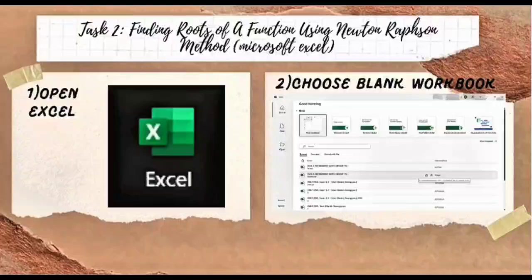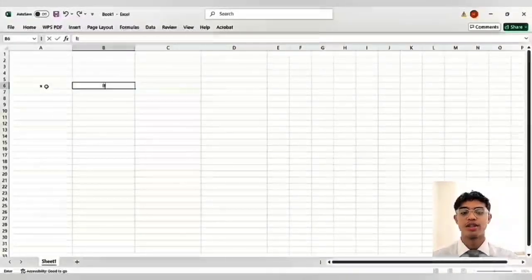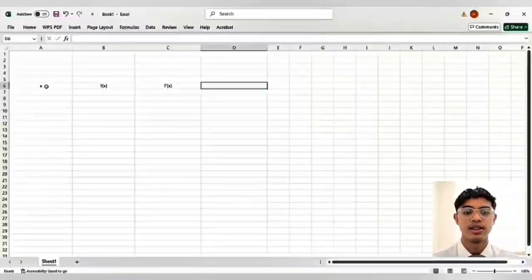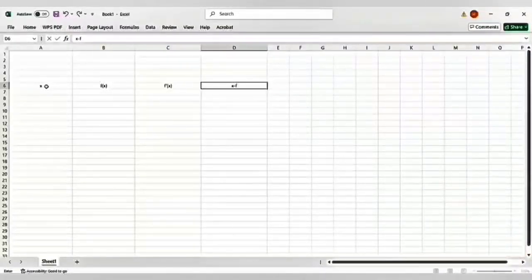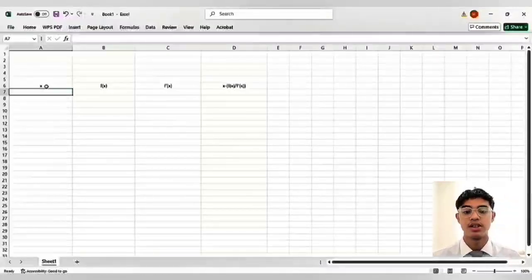Okay, now we are going to find the root using Newton-Raphson method by using Microsoft Excel. Okay, first we have to arrange x, f(x), f prime x and Newton-Raphson iteration formula in a row. Then we put the initial approximation, which is 5.5, below the x column.